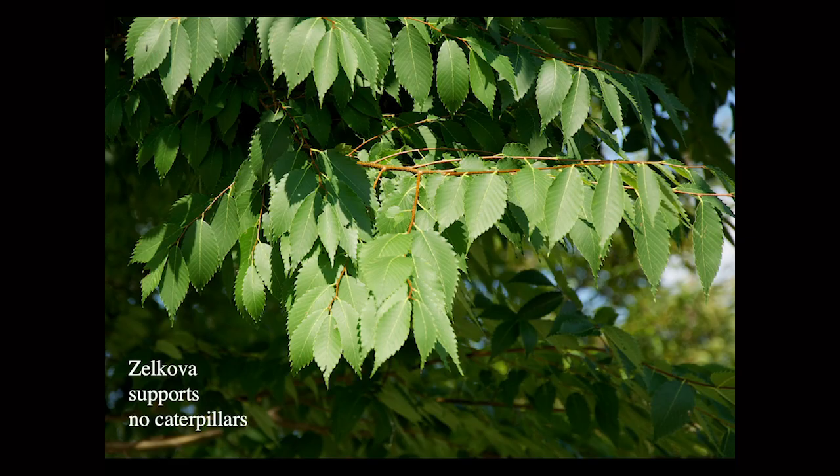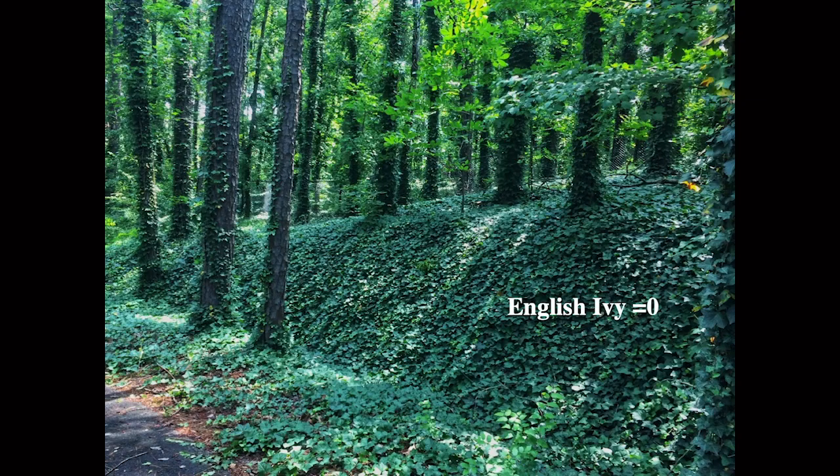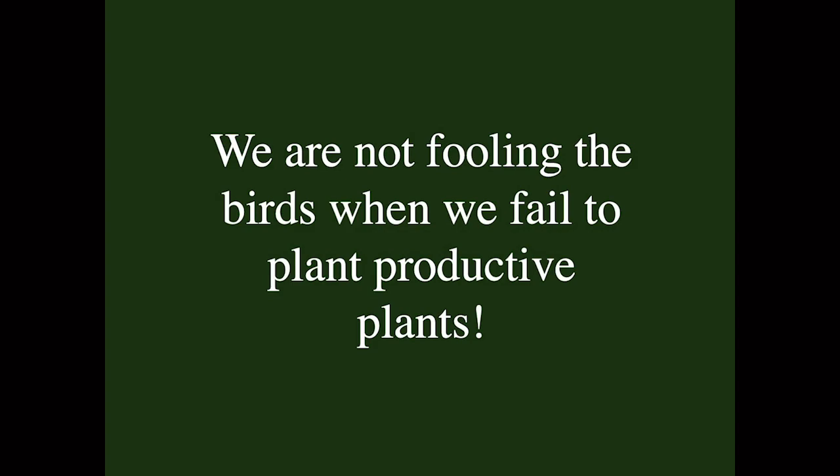Zelkova, a really overused street tree, another one from Asia, produces zero caterpillars. English ivy, zero caterpillars. So these plants that we're bringing over are not supporting the food webs that we need them to support. And when we landscape with these plants, we're not fooling the birds.